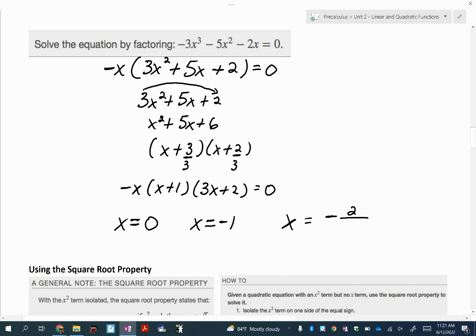But because it has an a, you're going to put it over 3, so negative 2/3 for the last one. So those are the three solutions for this cubic equation.